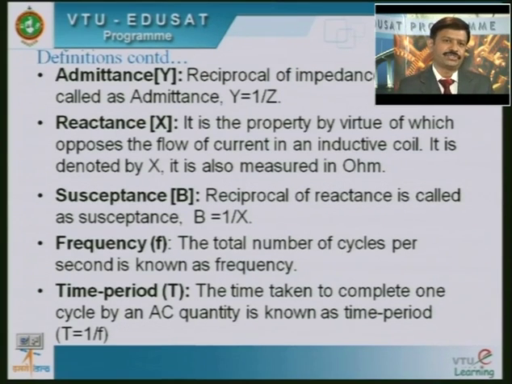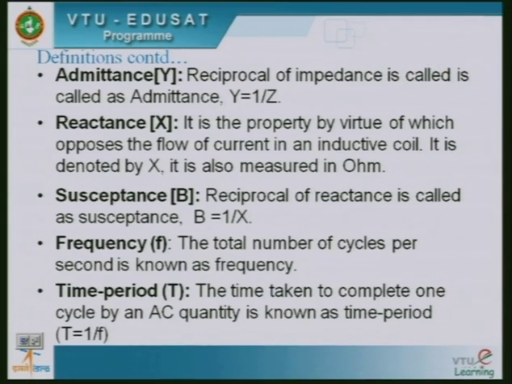Coming to the next definition, admittance. It is denoted by Y. It is a reciprocal of impedance. Y is equal to 1 by Z. Admittance will be useful in parallel resonance.